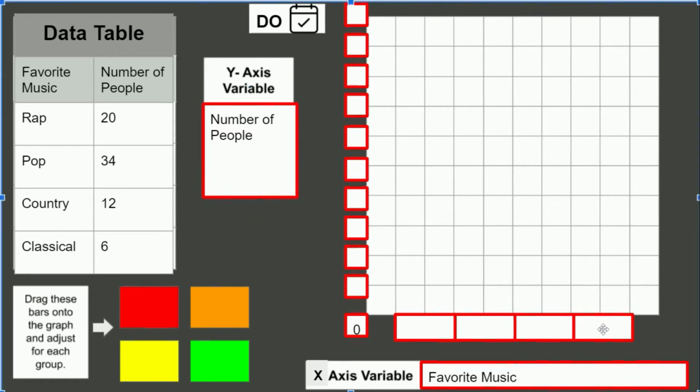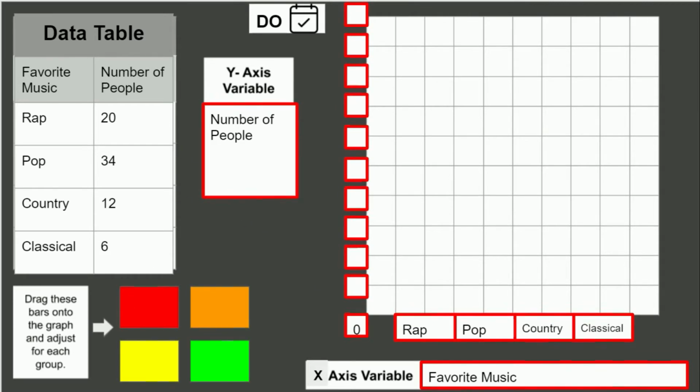Right, on the x-axis, we're going to put our different groups. So we have rap, we have pop, we have country, and we have classical. So there's our categories.